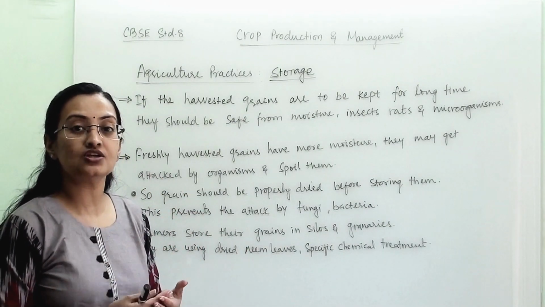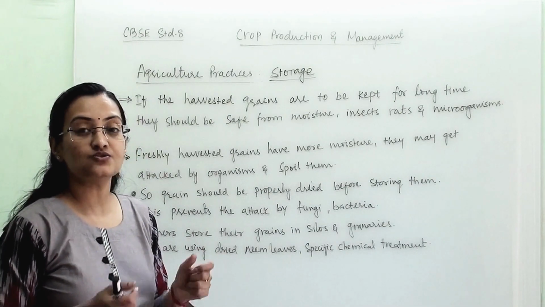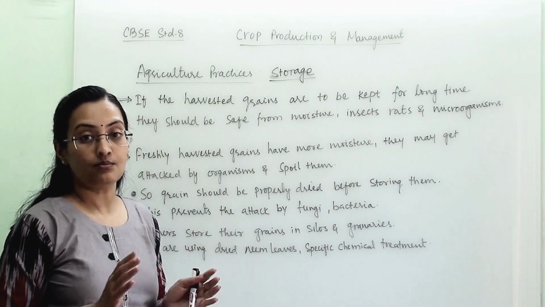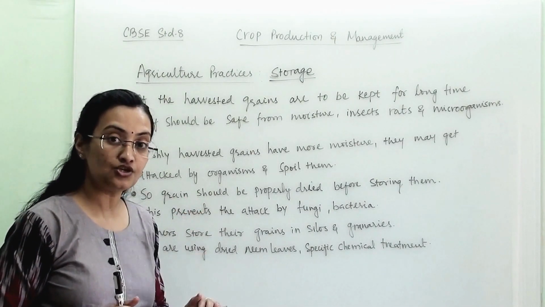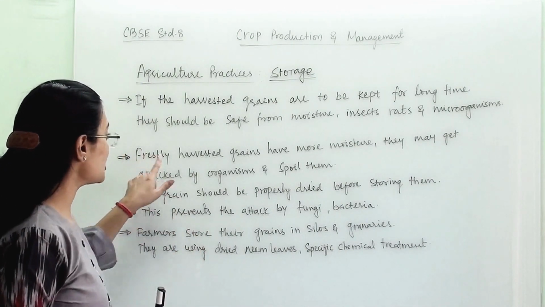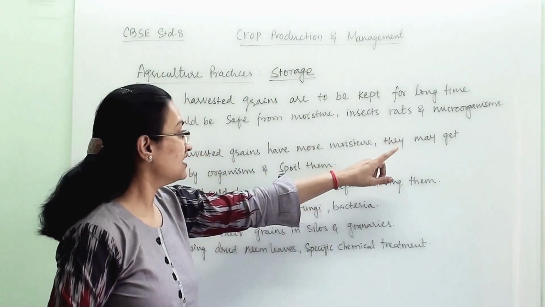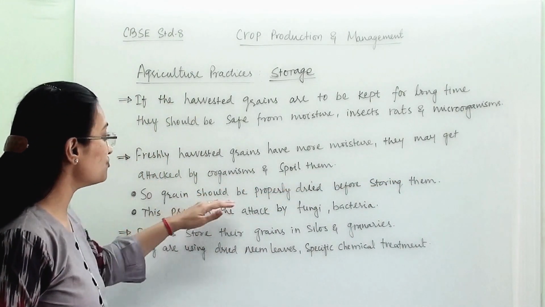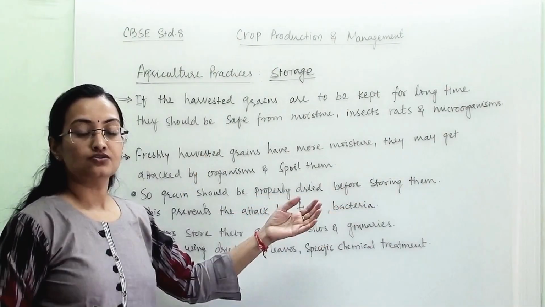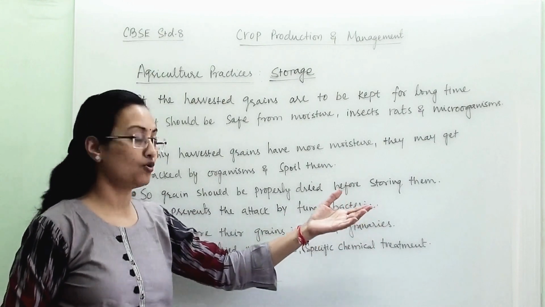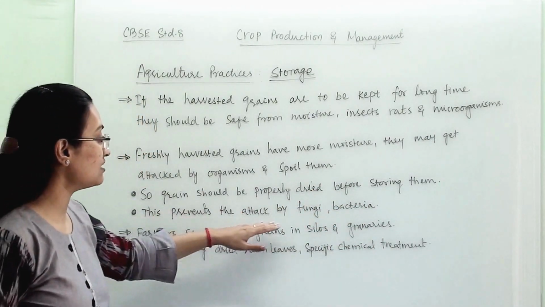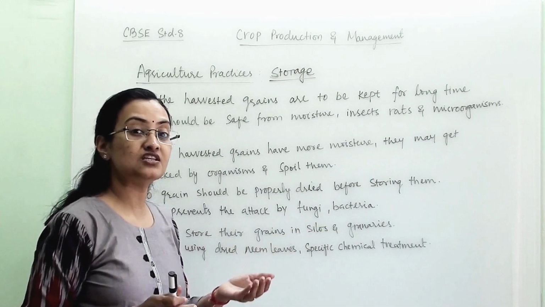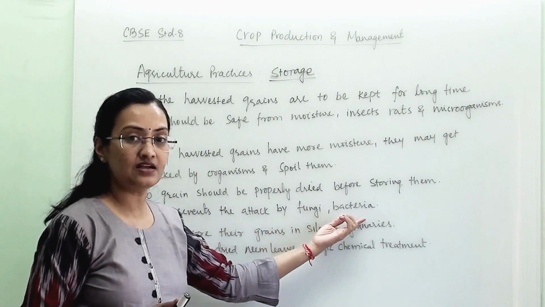Mostly when grains are freshly harvested, the moisture content in the seed is very high. So it is very important that before storing them, we dry the seed completely in the sun. Their moisture content has to be reduced and then we can store them. Freshly harvested grains have more moisture. They may get attacked by organisms and spoil. So grain should be properly dried before storing. This seed should be fit for consumption or for germination. This prevents the attack by fungi and bacteria. When the seeds are free from moisture, they are protected from fungi and bacteria.